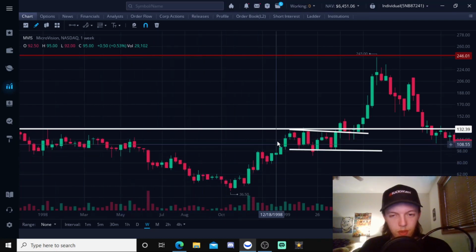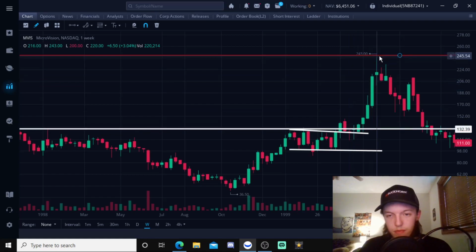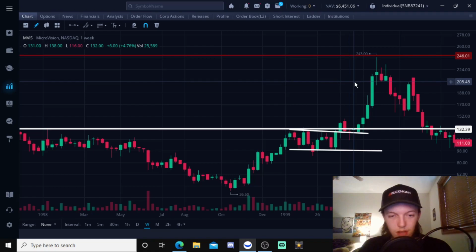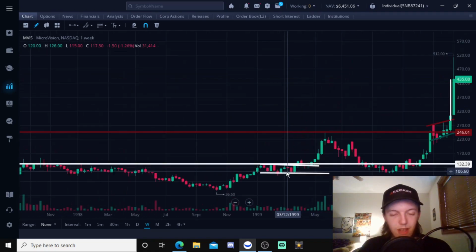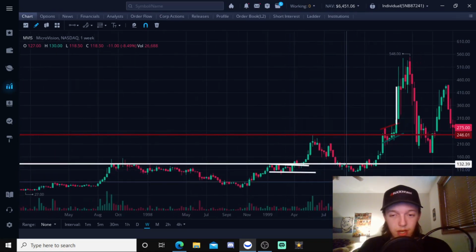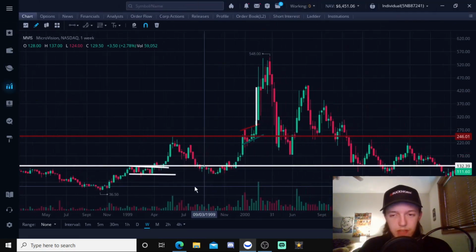This is the cup. This is the handle. Here's your breakout. That's your entry point right there. You ride it up for, what is that, 2x right there. Okay, now it's not that easy. There's a lot more to learn for this, but that's the basics, and that's basically how you do it. There's not a ton to it. They're pretty easy to recognize sometimes.